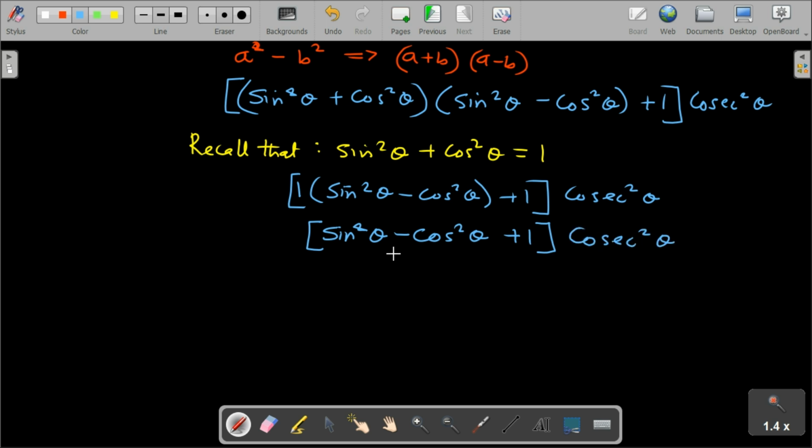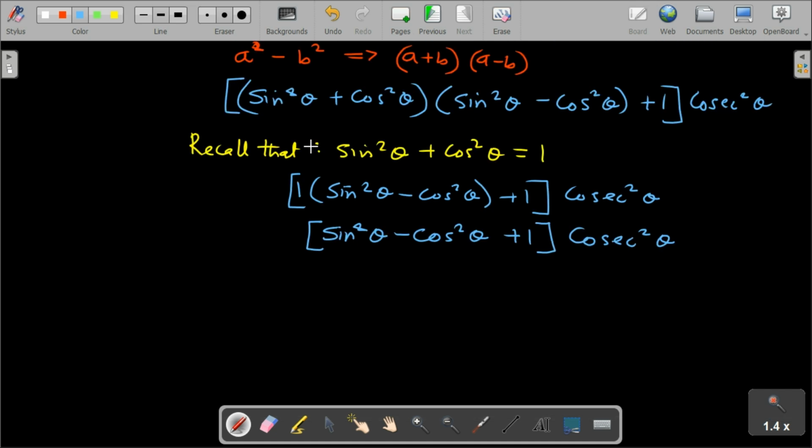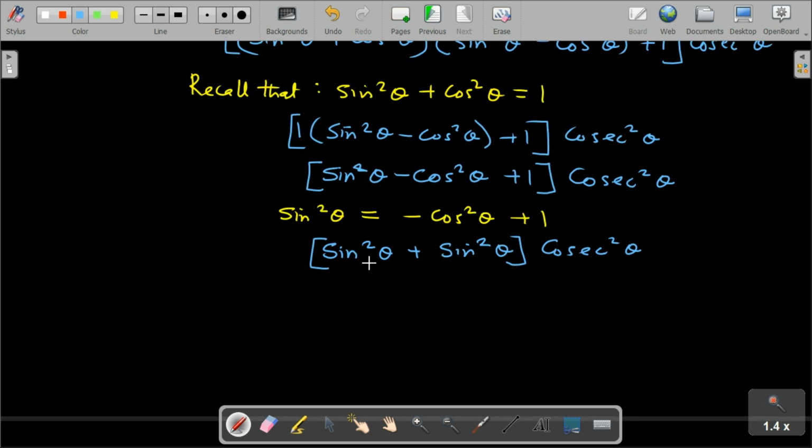Everything multiplied by cosec square theta. Now also from this same identity that we used here, if we make cos square theta the subject of the formula, we have cos square theta can be written as minus sin square theta plus 1. What does that imply? It implies that this minus cos square theta plus 1 is exactly equal to sin square theta. Which reduces our expression to sin square theta plus another sin square theta, everything multiplied by cosec square theta.